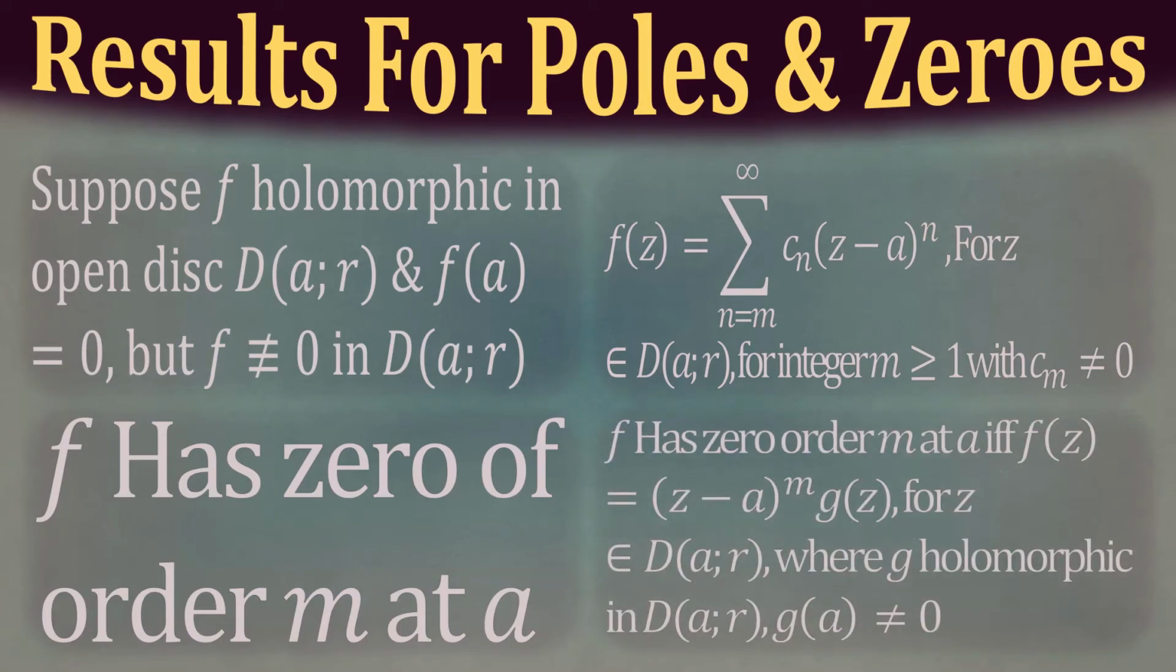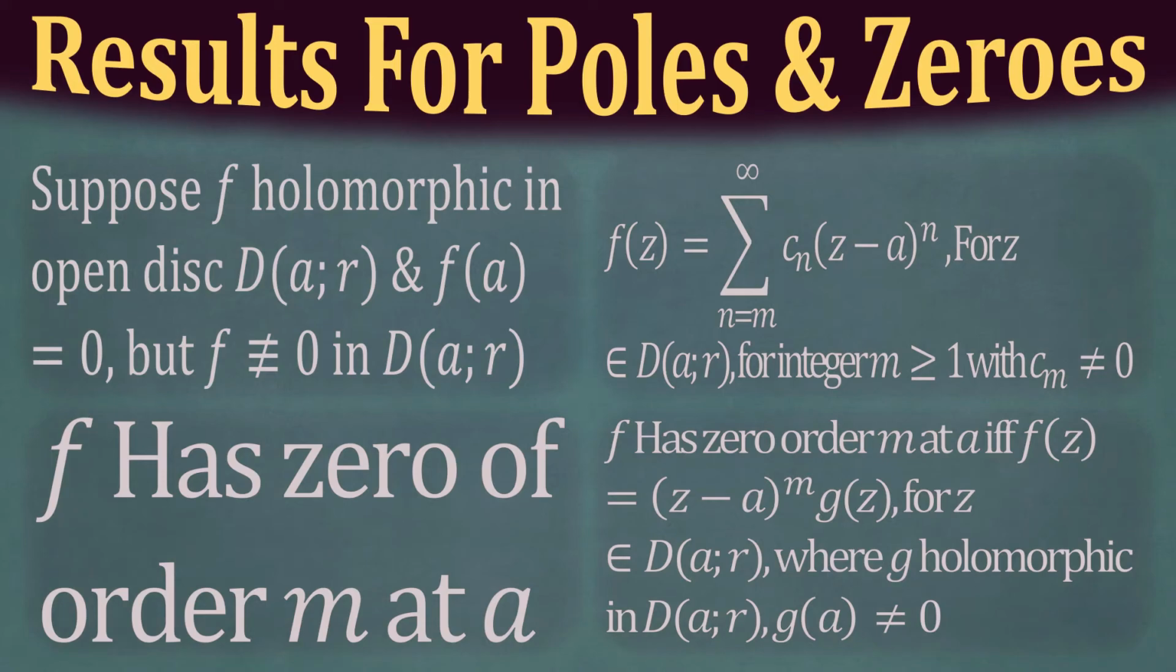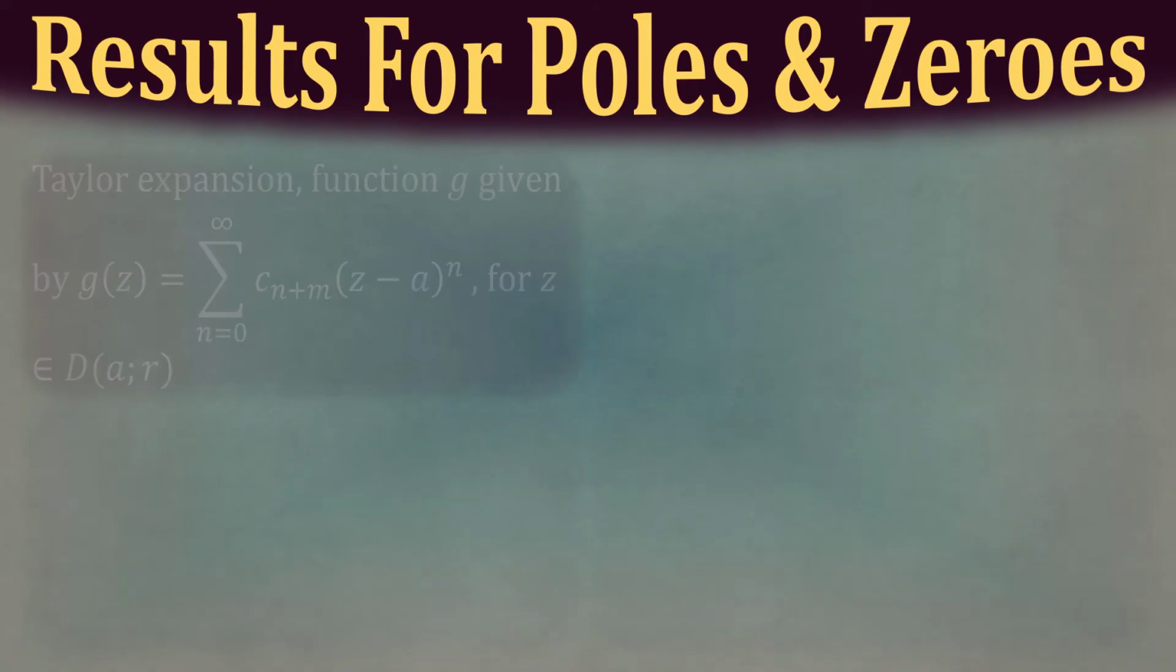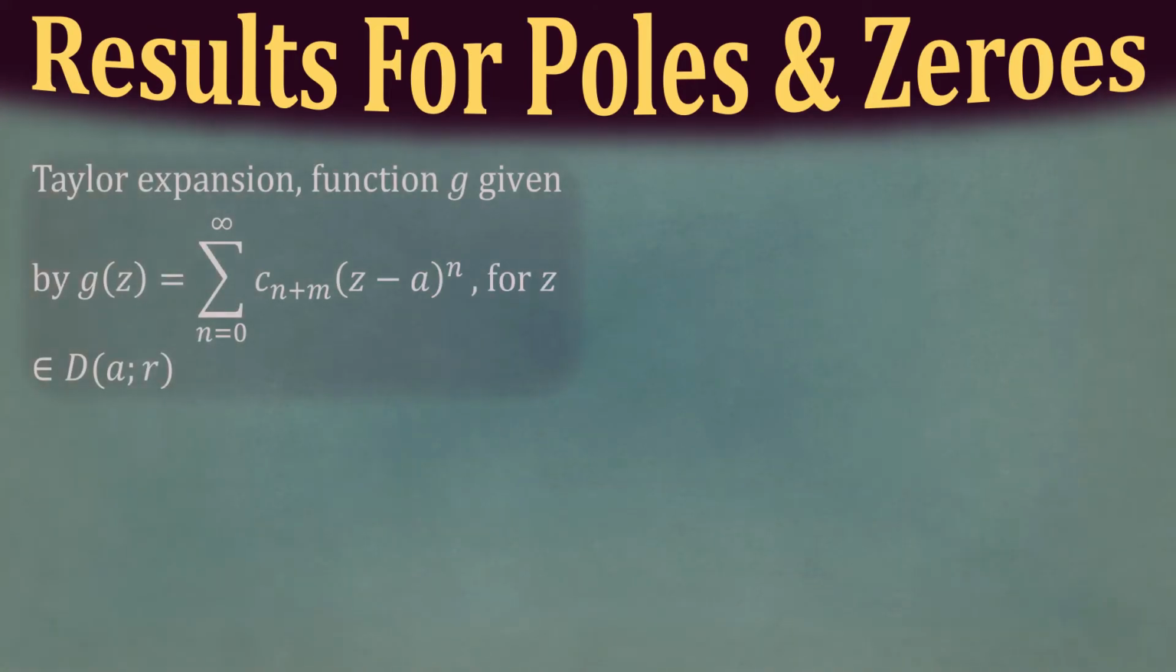Note that f has a zero of order m at a if and only if we can write f(z) = (z − a)^m g(z) for z in the disk centered a radius r, where g is a function holomorphic in the disk centered a radius r, for which g(a) does not equal 0. In terms of the Taylor expansion, the function g is given by g(z) = the sum from n equals 0 to infinity of c_{n+m} (z − a)^n for z in the disk centered a radius r.